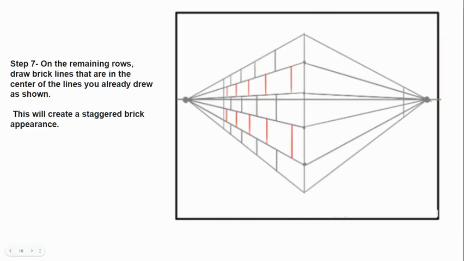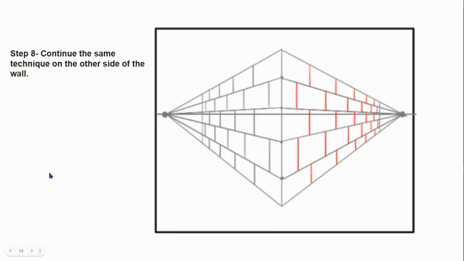Step 7, on the remaining rows, draw brick lines that are in the center of the lines that you already drew as shown. This will create a staggering brick appearance. So as you see here, each of these lines are in the middle of the bricks that you have already created. Step 8, continue the same technique on the other side of the wall.